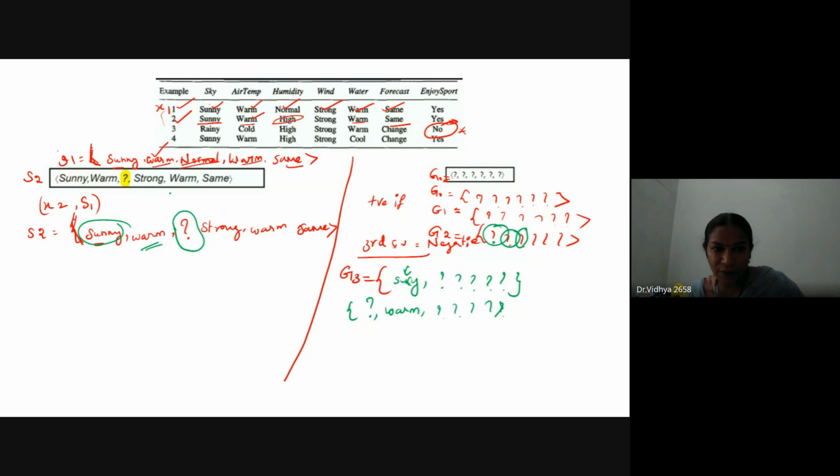Then the next one we see is warm, and here it is seen as strong. Now we are writing the third part of the general hypothesis in G3.